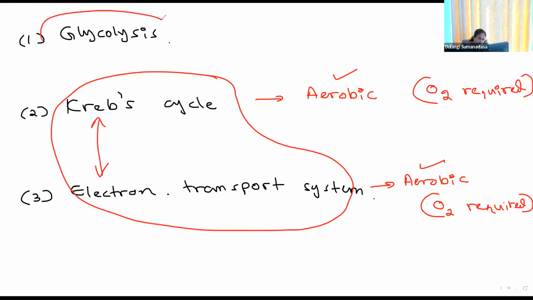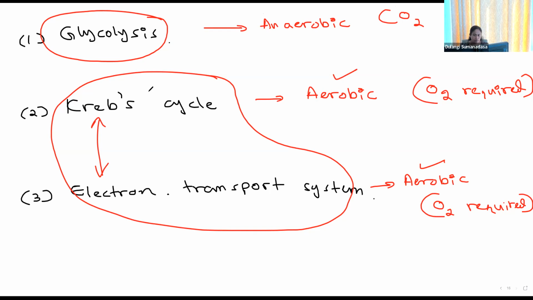But glycolysis is outside in the cytosol. It does not need any oxygen. It's going to take place whether oxygen is present or not. If any reaction happens without oxygen, they are anaerobic processes. Right, so this is something you have to remember. Glycolysis is an anaerobic process, but the other 2 stages, the reactions that happen inside the mitochondrion, need oxygen.